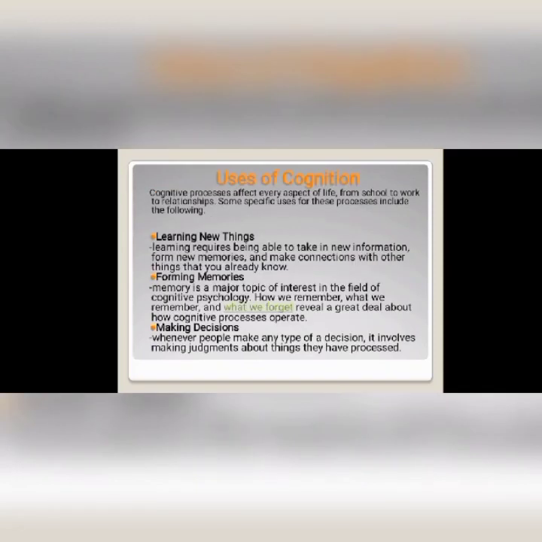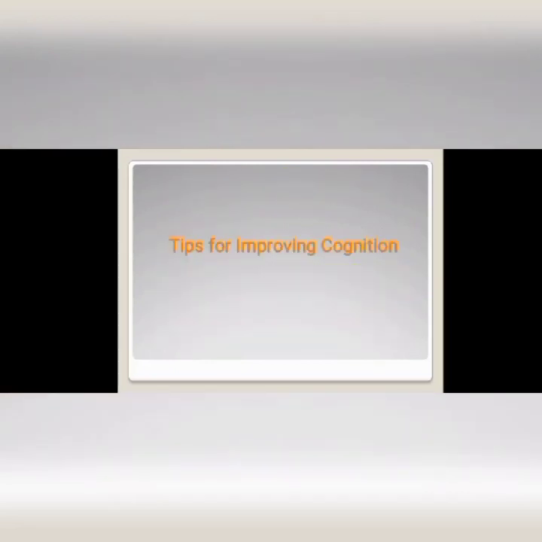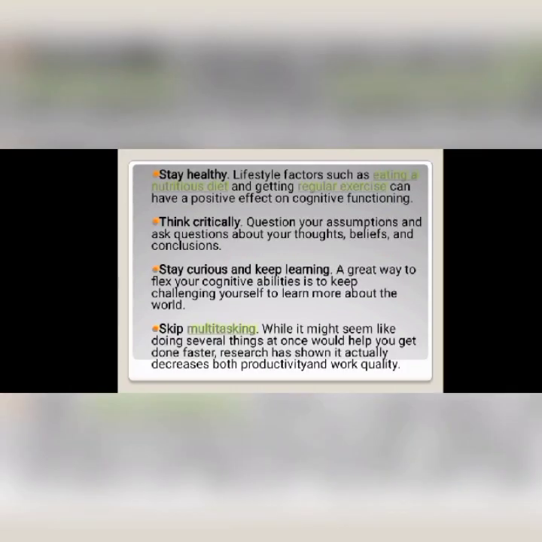Uses of cognition. There are 3: learning new things, forming memories, making decisions. Learning new things is being able to take in new information. Forming memories, how we remember and what we forget, reveals a great deal about the cognitive processes being operated. Making decisions involves making judgments about things they have processed. The impacts of cognition are perceiving the world, forming impressions, filling in the gaps, and interacting with the world. Tips for improving cognition: stay healthy, think critically, stay curious, and keep learning.